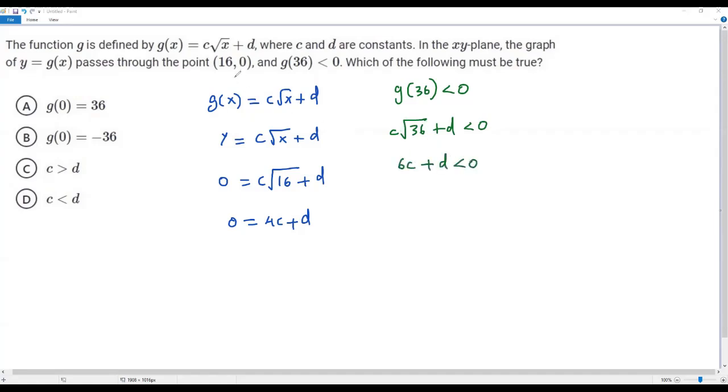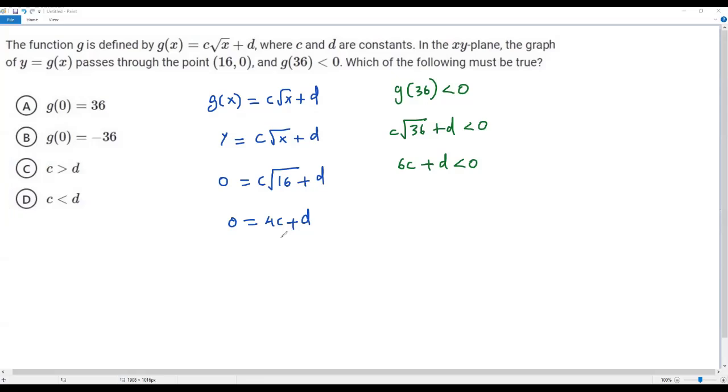Okay, so now I've used the two pieces of information, the point and the inequality. When I use the point (16, 0), I get an equation, 0 equals 4c plus d. And when I use the other information, I get an inequality. When I go over the options, in option C and option D, c and d are related by an inequality. In option C, we have c greater than d. In option D, we have c less than d.